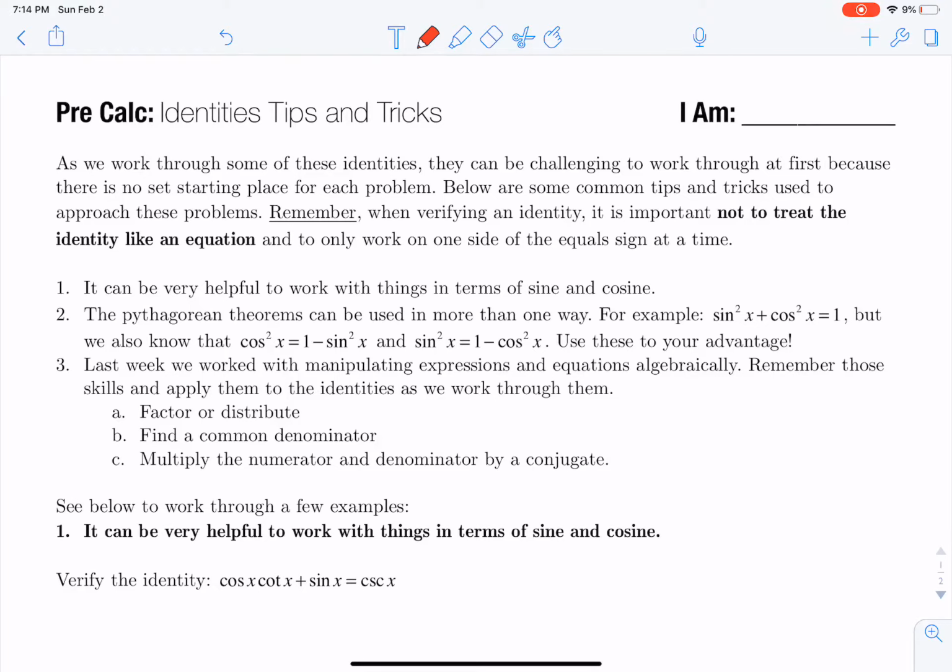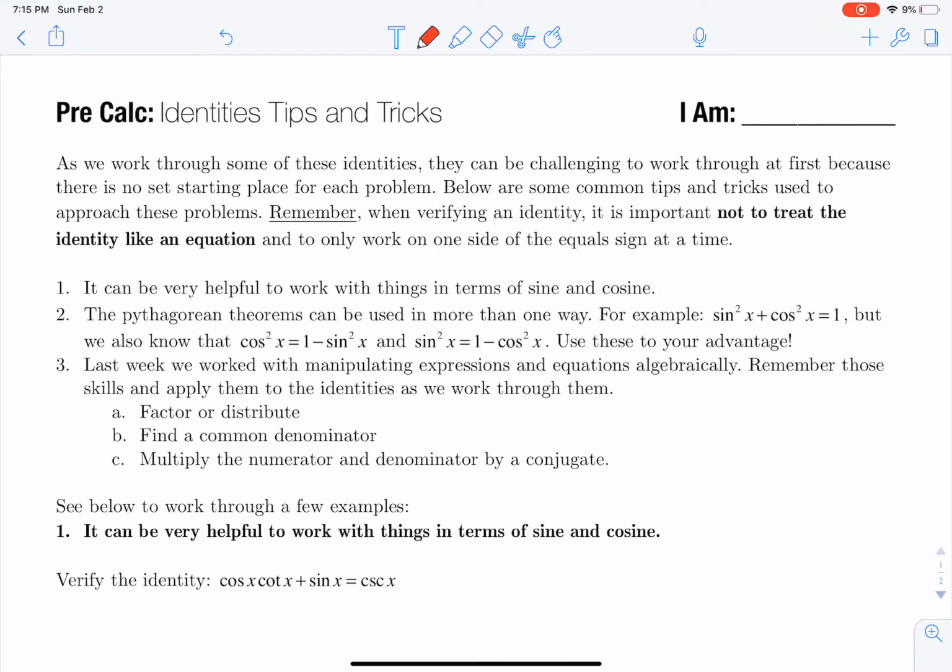All right. So as we work through some of these identities, they can be a little bit challenging to get started. There's really no set way that you should start these problems, but I have compiled a list of tips and tricks that maybe will make things a little bit easier. These problems just take some time to get used to, and once you start doing some of these, you'll be able to recognize where you should start, and what your end result will look like.